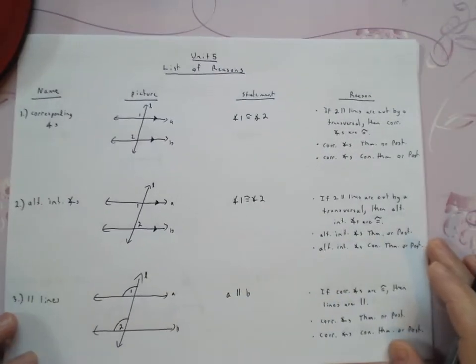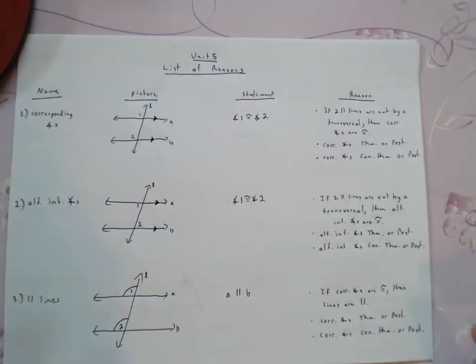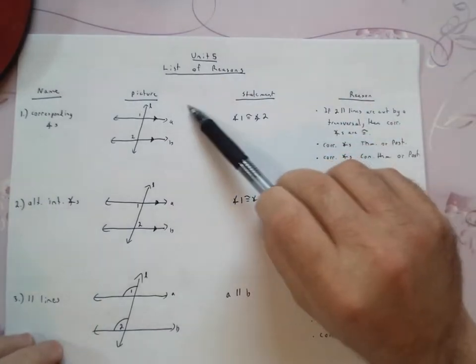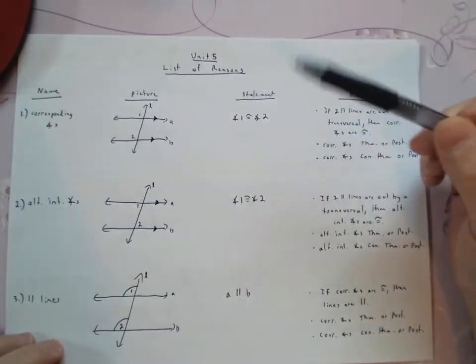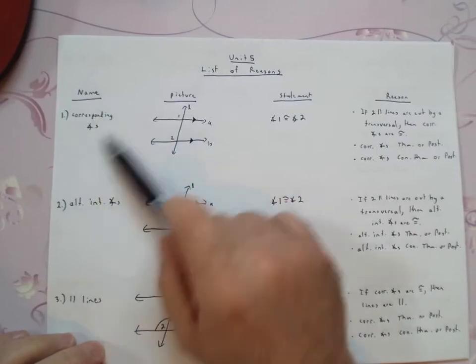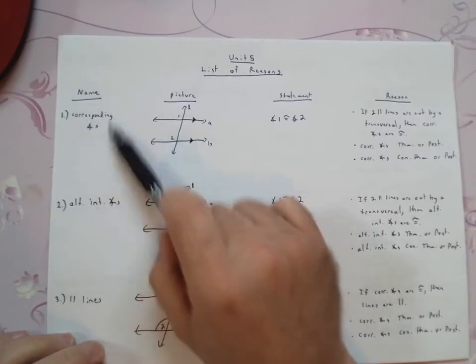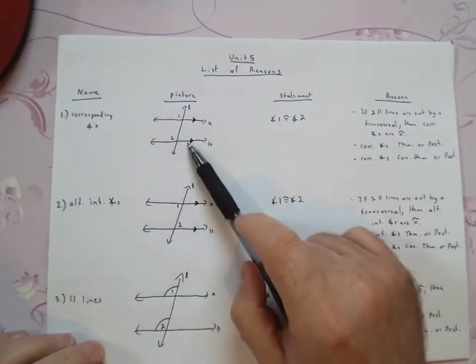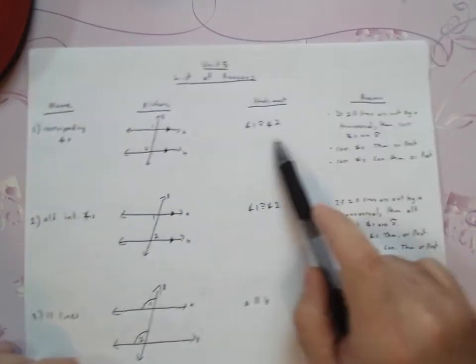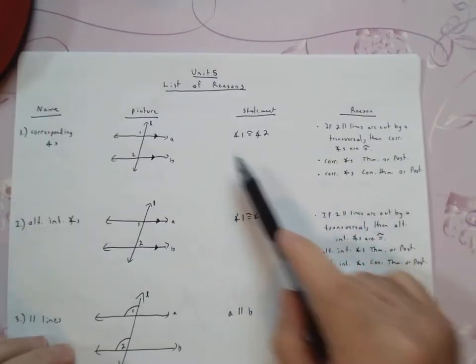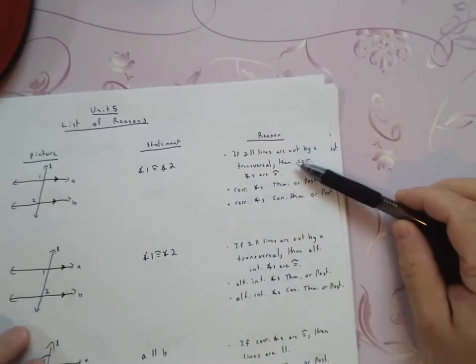Okay, a couple things before you begin these next few sets of concepts for proving triangles congruent and CPCTC, which you'll learn about here in a couple minutes. I have provided a list of reasons for you, and over here is the name of the reason or the idea that the reason deals with. Here's a picture of what corresponding angles looks like. Here's a statement that you can use within your proof, and here are the reasons that you can use.